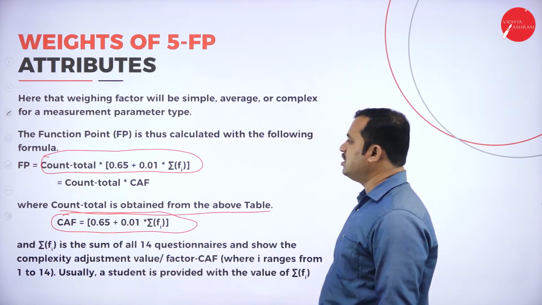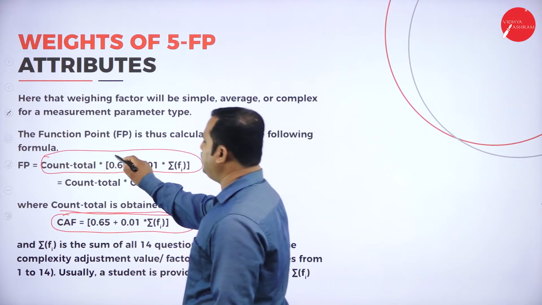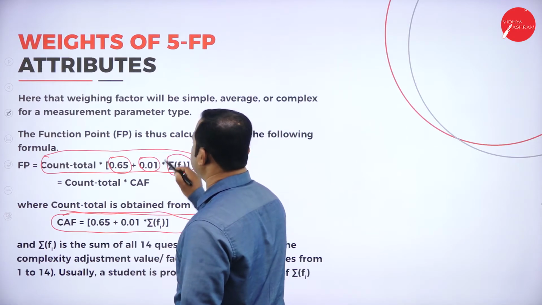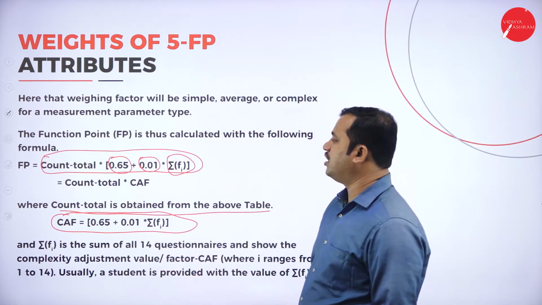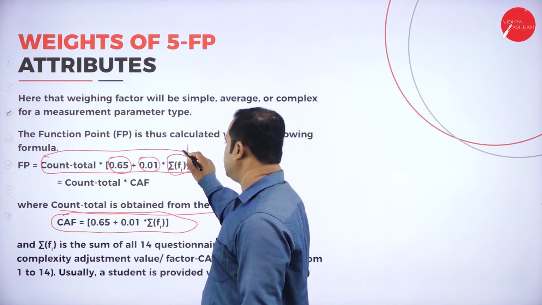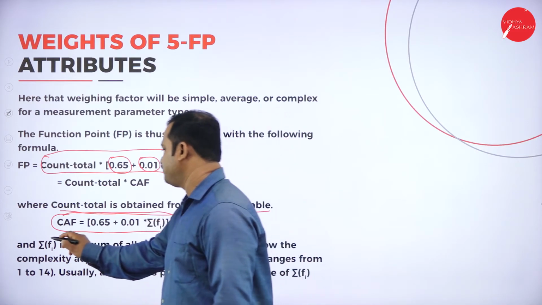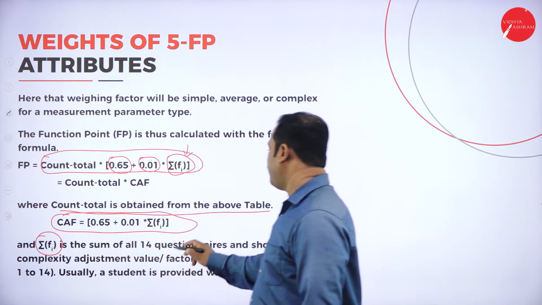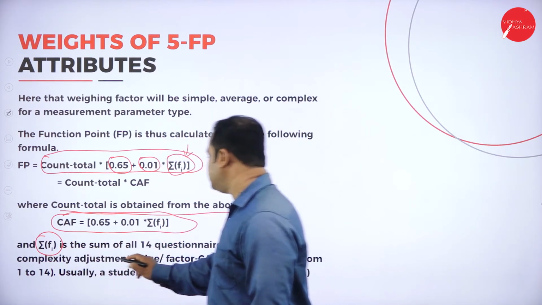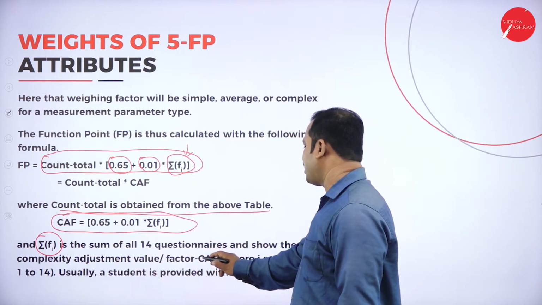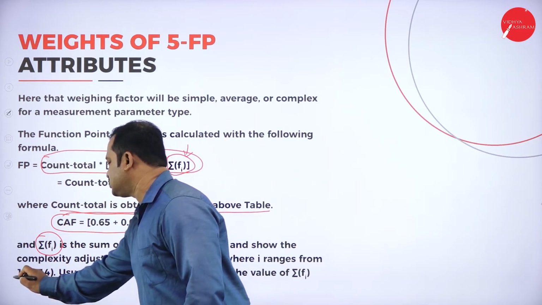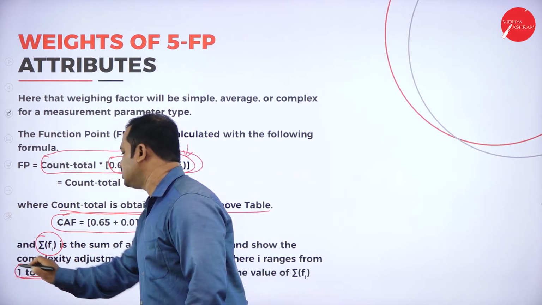In all these cases, what is the value? How did you get this 0.65? How did you get the 0.01? This is the formula we are going to use here. The information about the terms used in this formula is explained here. Summation Fi is the sum of all 14 questionnaires, and shows the complexity adjustment value, the CAF, where i ranges from 1 to 14. Please remember this, 1 to 14 is considered here.